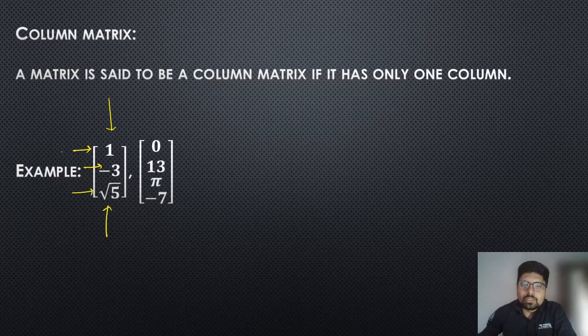In another one, there is only 1 column and there are 4 rows, first row, second row, third row, and fourth row. First row has element 0, second row has element 13, third row has the element pi, and fourth row has element -7. Let's move on to the another definition.